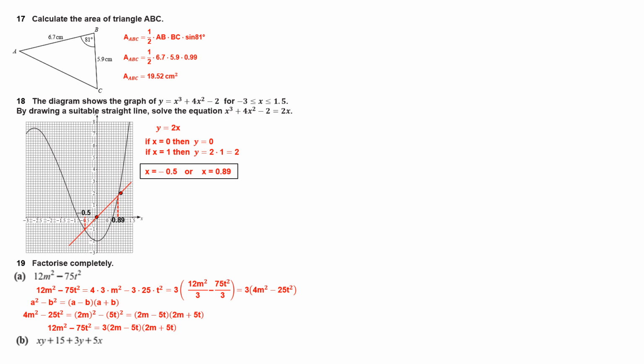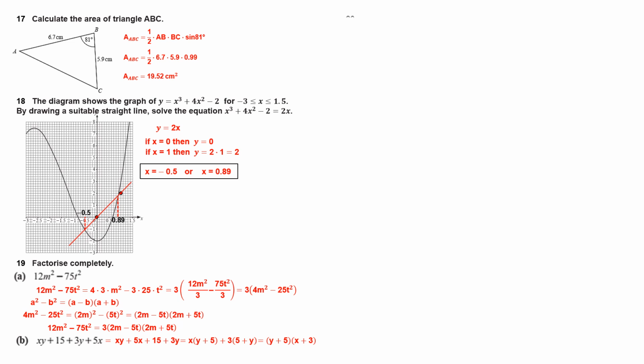To solve item B, rearrange the terms and factor by grouping. Rearrange the terms to group terms with common factors. Group the first two terms and the last two terms. Factor out x in the first and 3 in the second group. Notice that y plus 5 is a common factor. Factor out the common term y plus 5.